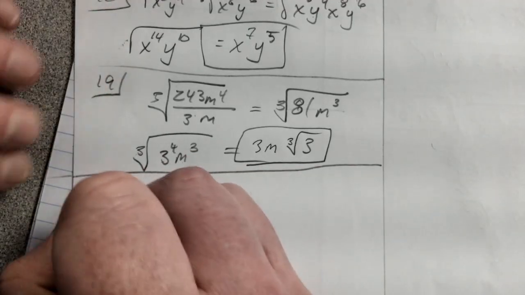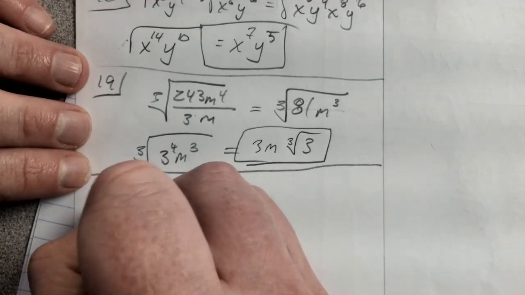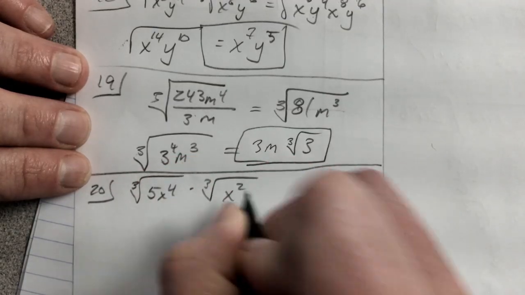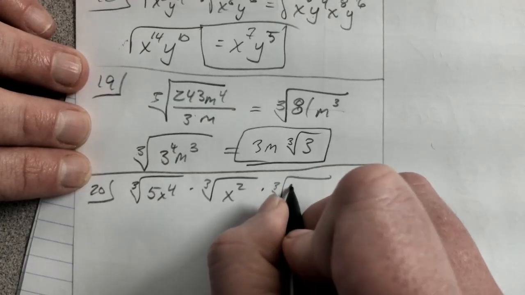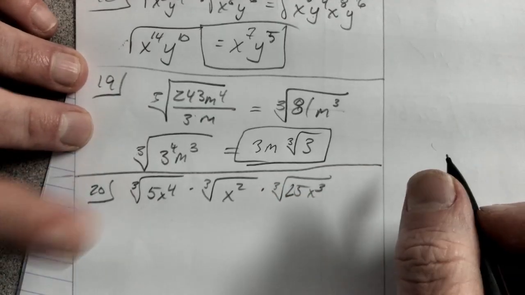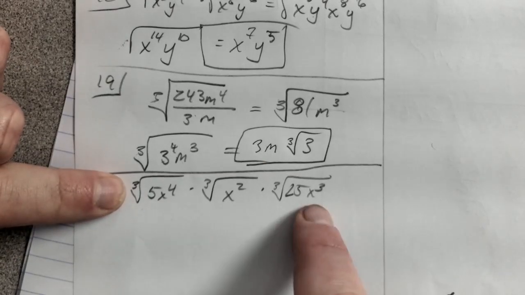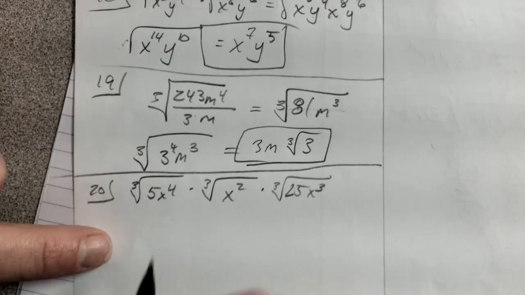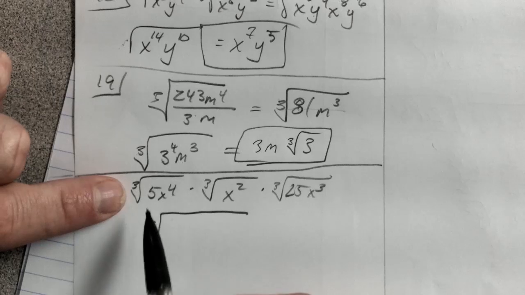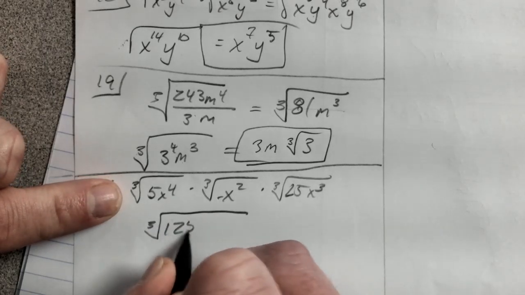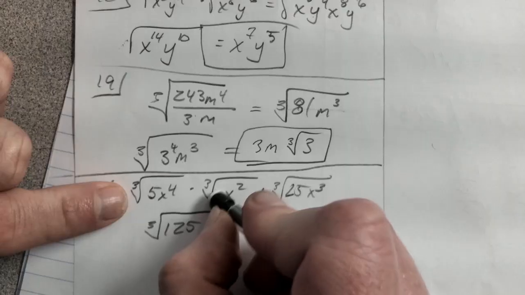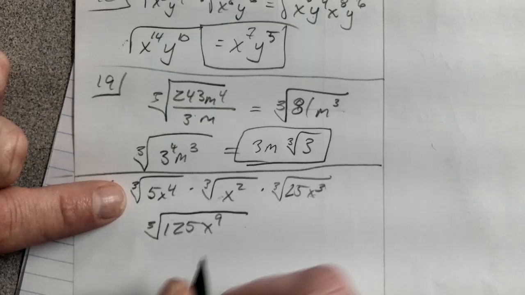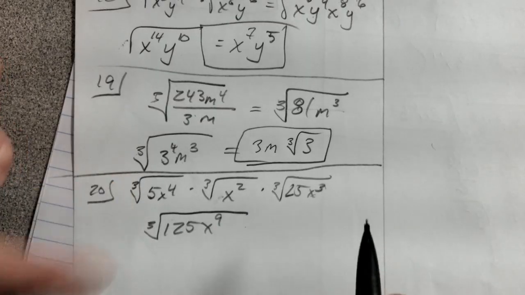All right, problem number 20. Here we have the cube root of 5x to the fourth times the cube root of x squared times the cube root of 25x cubed. Property of radicals says that since they have the same index, matching index, I can take all three of these and get it into one radical. So 5 times 1 times 25 is 125. X to the fourth times x squared times x to the third is x to the ninth, right? 4, 5, 6, 7, 8, 9.